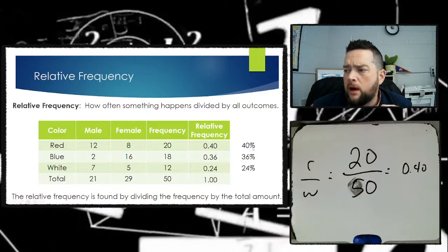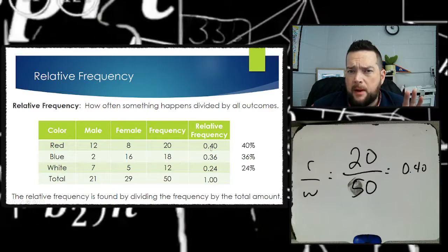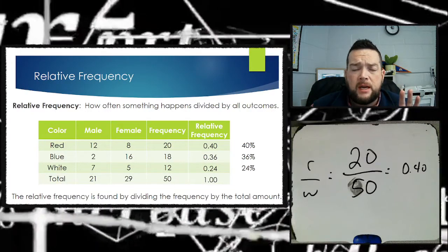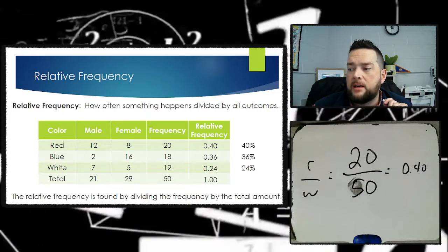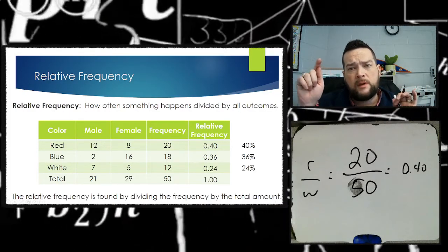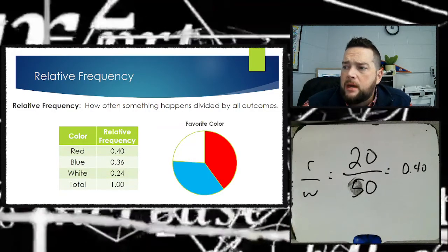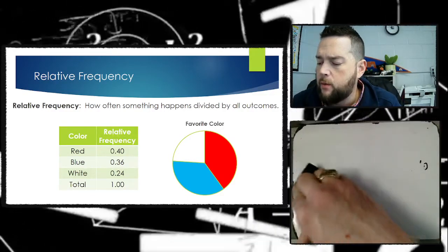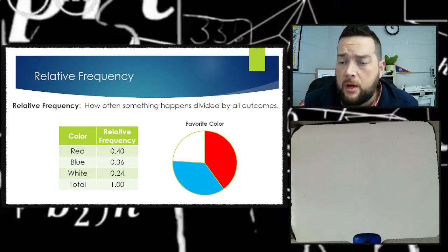Let's move on. I already talked about this a bit, but if you want to convert it over to a percent, all you need to do is move the decimal 2 places to the right. Converting any decimal to a percent is multiplying it by 100, and effectively that just means moving the decimal 2 places to the right. So now we can go about representing this relative frequency data in a data representation called a pie chart, and that's what we're going to work on.